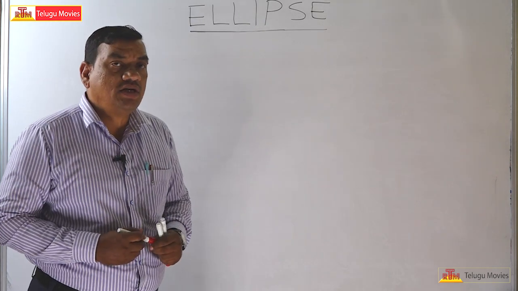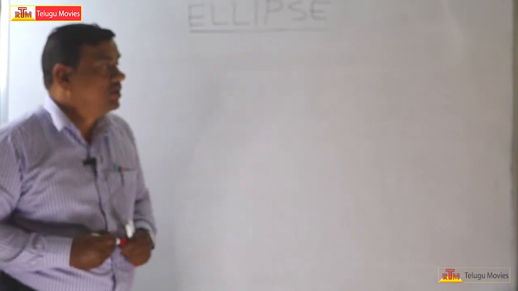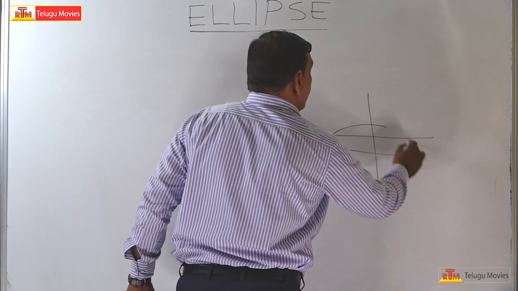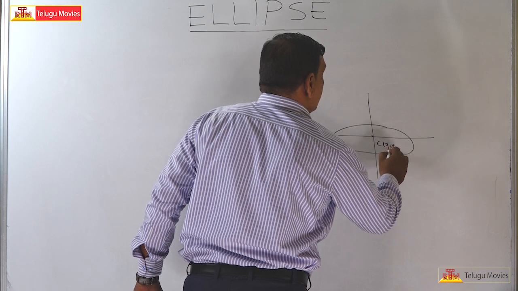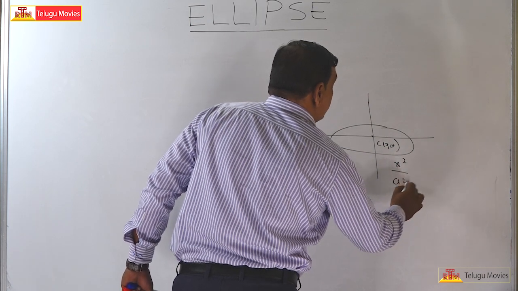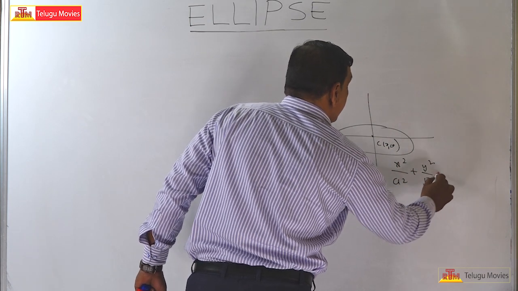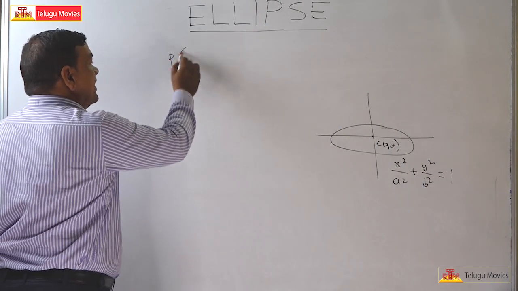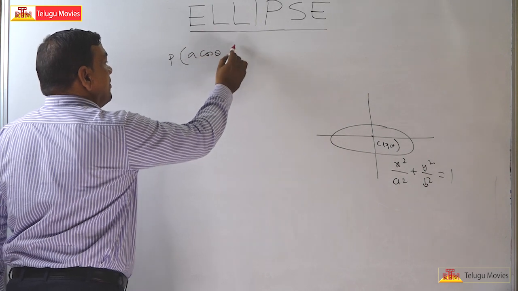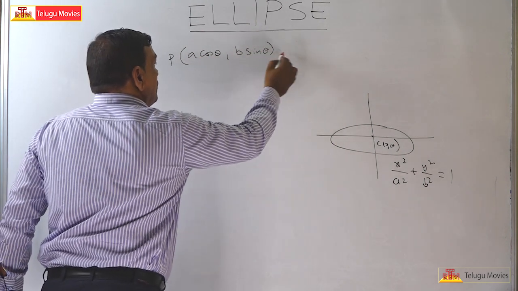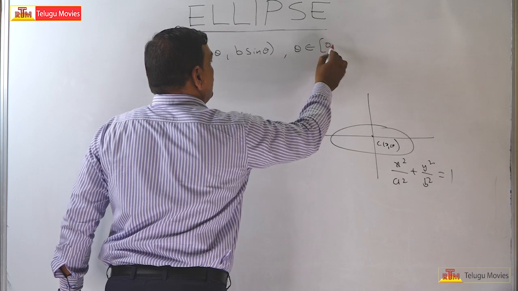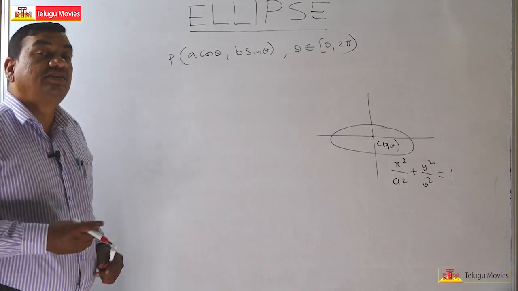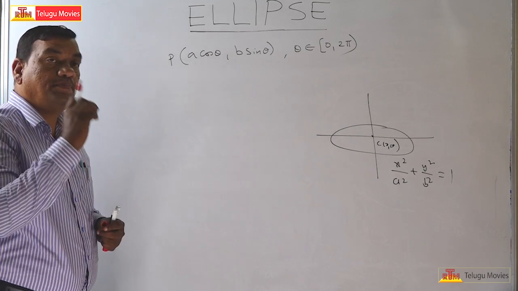Now a question arises. Sir, if our ellipse is in the standard form whose center is 0 comma 0, that is, the equation of the ellipse is x square by a square plus y square by b square is equal to 1, any point we take as a cos theta comma b sin theta, where theta belongs to 0 to 2 pi radians. Theta is the eccentric angle of the point P.